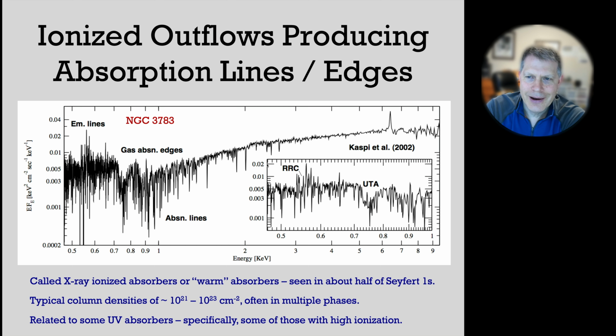And moreover, this absorbing gas, this absorbing outflow, often appears to be in multiple phases, with some gas more highly ionized than other gas. And again, we will talk much more about these ionized X-ray absorbers a little bit later on, but some of these may well come from fairly close to the black hole, maybe from a wind launched from the accretion disk or a wind launched from the torus. And finally, I will just mention that some of these outflows observed in the X-ray may also be related, or almost surely are related, to similar absorbing features seen in the ultraviolet, specifically some of those with high ionization. Okay, so I'll say more about these absorbing outflows in a later lecture.